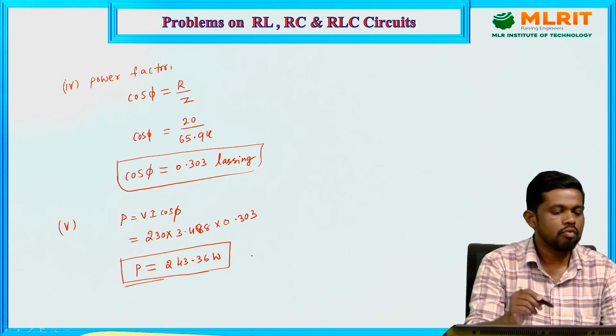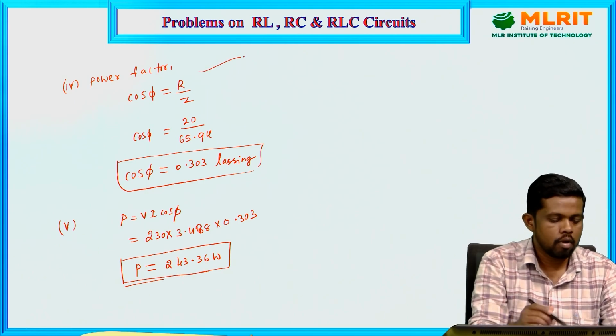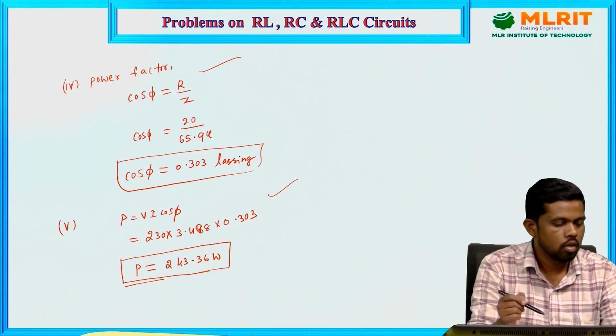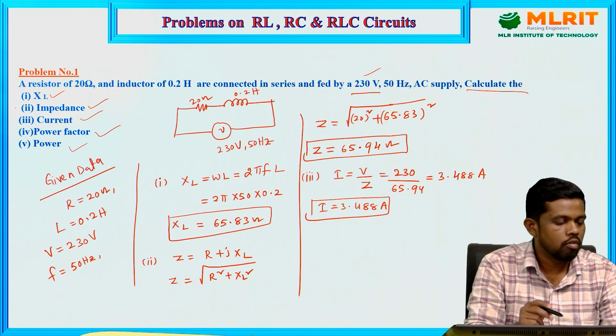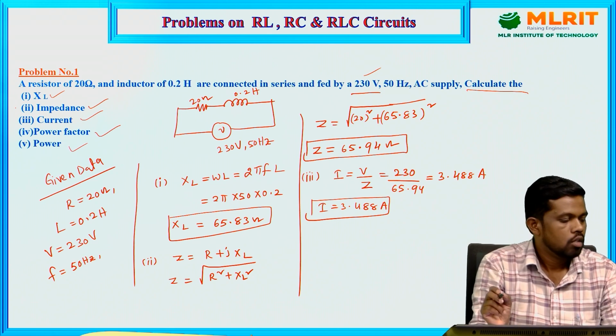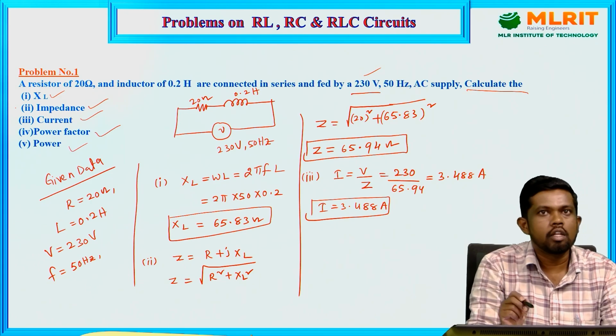So this is the end of the fifth question. The power factor is of lagging nature, and this is the power consumed by the whole circuit. So this is the end of the whole first question. We have finished the net reactance, impedance, current, power factor, and also the power consumed by the network. This is the end of the question on the RL series circuit.